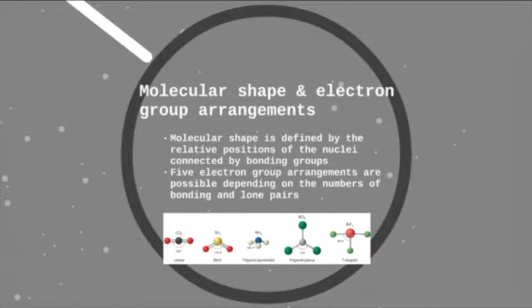Molecular shape is defined by the relative positions of the nuclei connected by bonding groups. The same electron group arrangements can give rise to different molecular shapes, some with all bonding groups and others with no bonding groups. We know that the bond angle is formed by the nuclei of two surrounding atoms with the central atom's nucleus at the vertex. Molecules can be grouped into different shapes depending on the number of electron groups and how they are set up structure-wise. Five electron group arrangements are possible depending on the number of bonding and lone pairs.